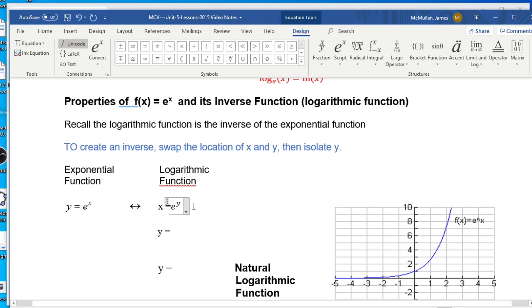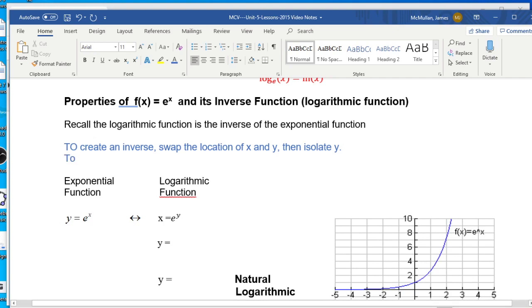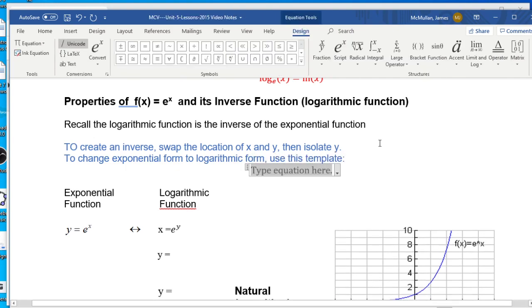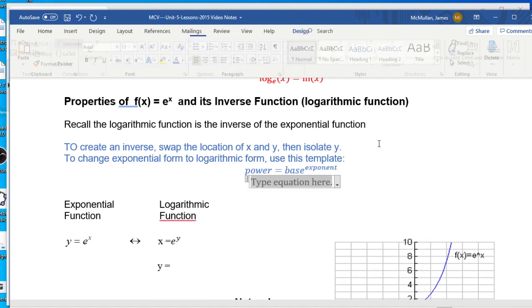So we put the y up there in the top, and we put the x over here. Now, to isolate y here, you need to, so let's just review another thing. To change exponential form to logarithmic form, use this template. Okay, so basically what we used to have is power equals base to exponent, right? That's what exponential form looks like.